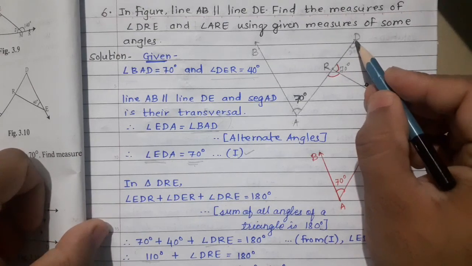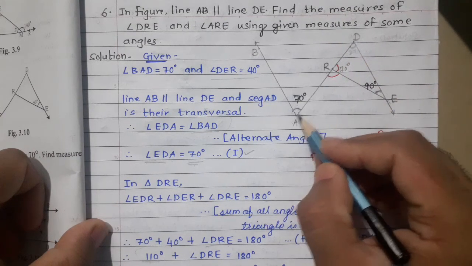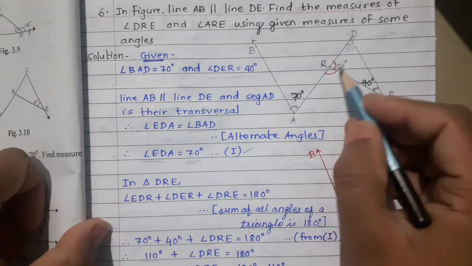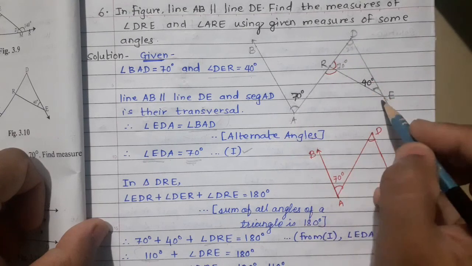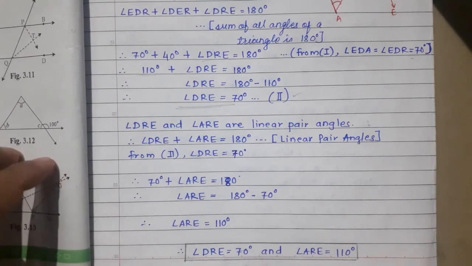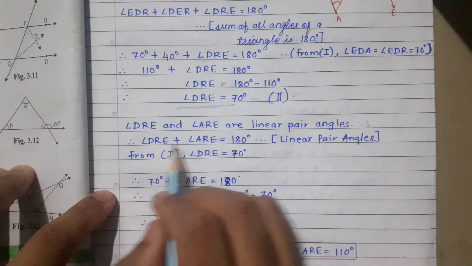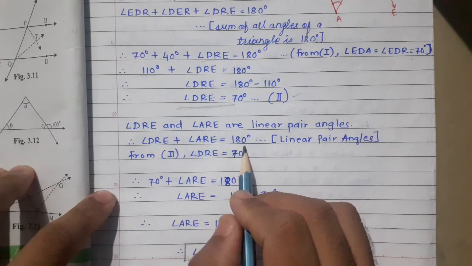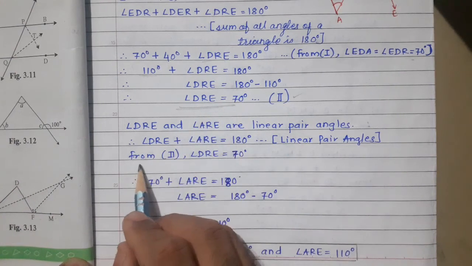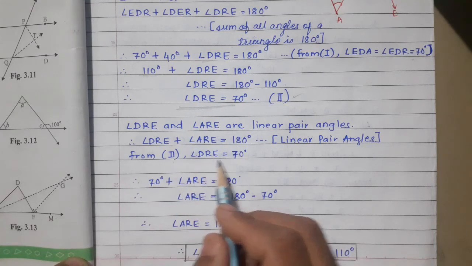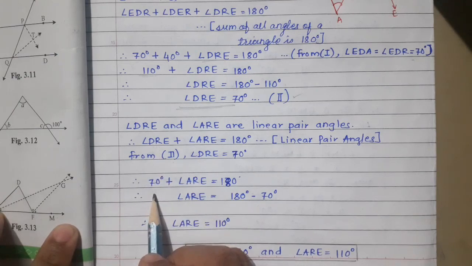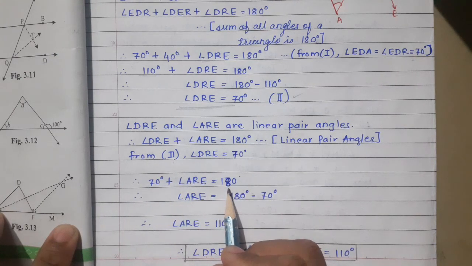Now see, angle DRE and angle ARE are linear pair angles, and we know that linear pair angles are supplementary. So we can write angle DRE plus angle ARE is equal to 180 degrees. Reason is linear pair angles. The measure of angle DRE is 70 degrees from equation number 2. Put this value in this equation. Then we have 70 degrees plus angle ARE is equal to 180 degrees.